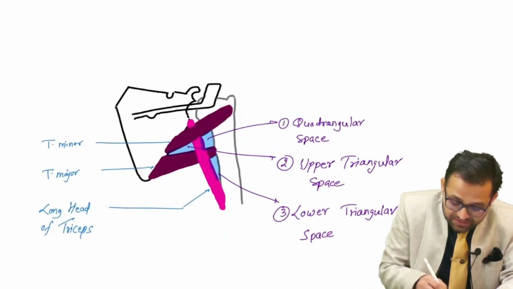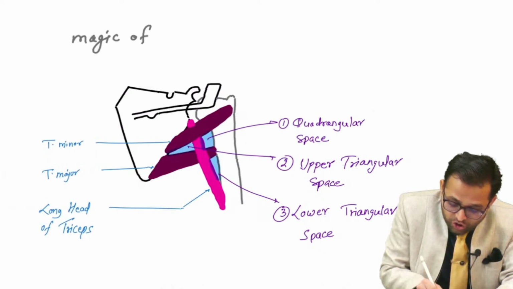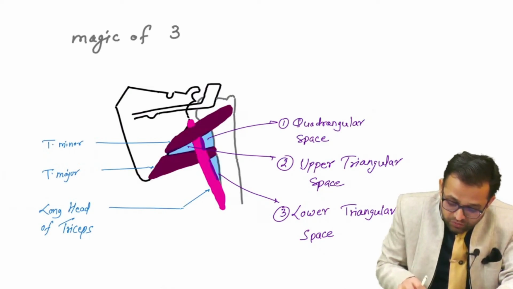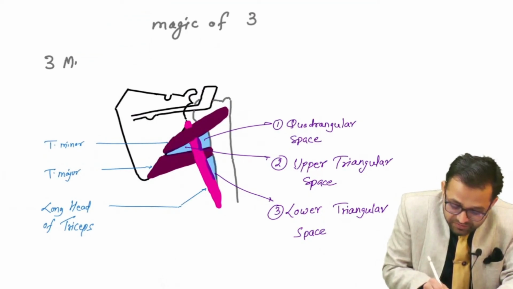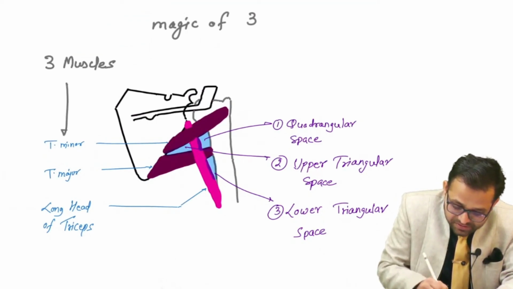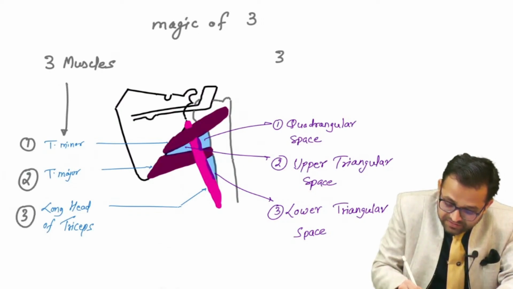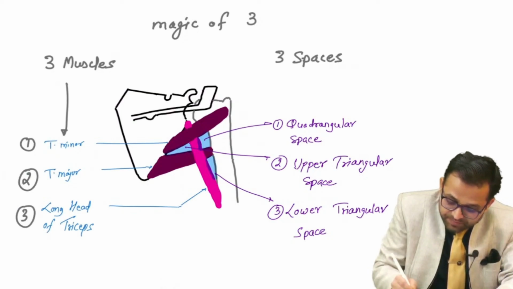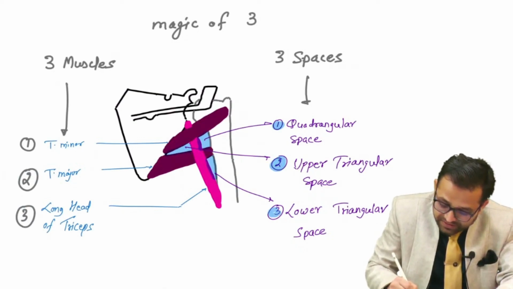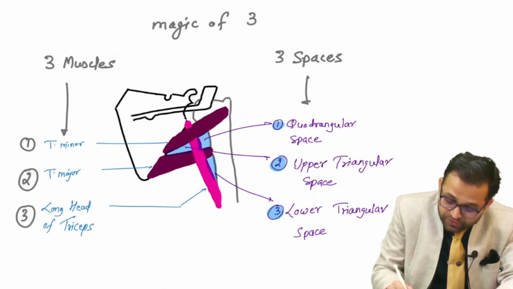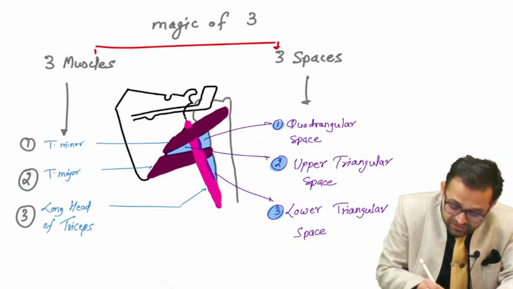Magic of three. Sir, the spaces of the arm, you can remember as the magic of three. How? Sir, there are our three muscles. Correct, sir. 1, 2, 3. And there are the three spaces. Yes, you can see the first, second, third. So beautiful. Yes, so elegant, so beautiful, just looking like a wow.